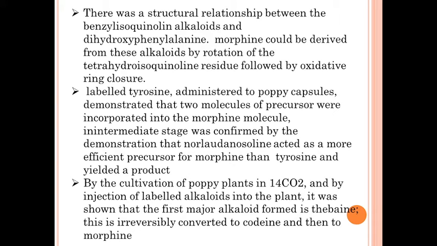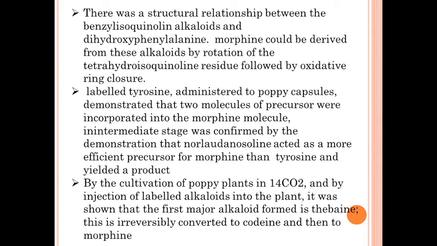Topic is opium. Today we are going to discuss the biogenesis of morphine. Here there is a structural relationship between benzylisoquinoline alkaloid and dihydroxyphenylalanine, and these are used for derivation of morphine. During that, it will occur due to rotation of the tetrahydroisoquinoline residue, which is followed by oxidative ring closure. Oxidative ring closure means fused 5 and 6 membered rings without ring junction of heteroatom.